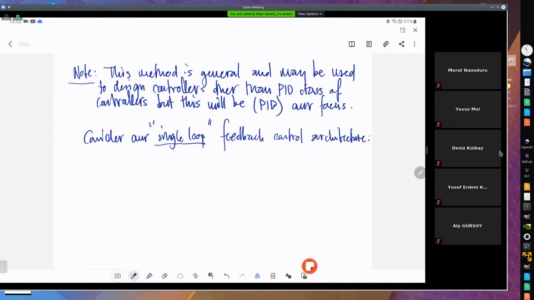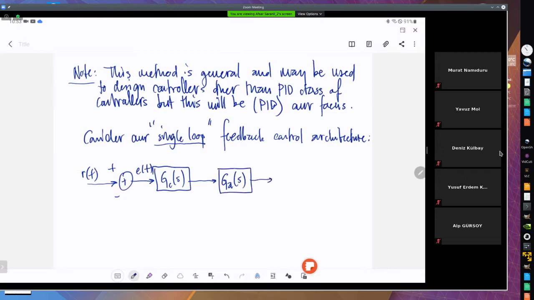And as you know, this consists of a reference signal, R of t, and the error signal, the difference, feeds a controller that we call GC of S. Often this controller drives an actuator, GA of S. The actuator drives the plant, GP of S. And the plant generates a response. The response is measured by a measurement system with a model GM of S, and then this comes back to the comparator device.